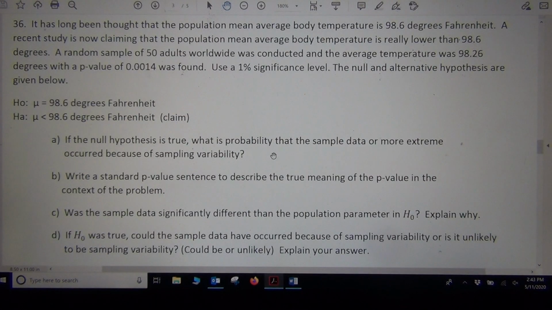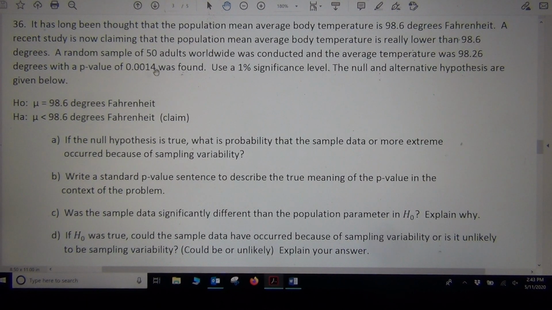All right, let's look at letter C. Was the sample data significantly different from the population parameter in the null hypothesis? In other words, was 98.26, that was the sample mean, significantly different from 98.6, which was in the null hypothesis, right? We see that number 98.6. Again, this is why you don't want to trust your gut, right? If we just looked at those two numbers, you might think they're actually close, but they're really not.